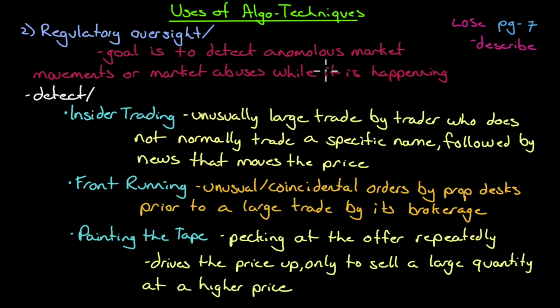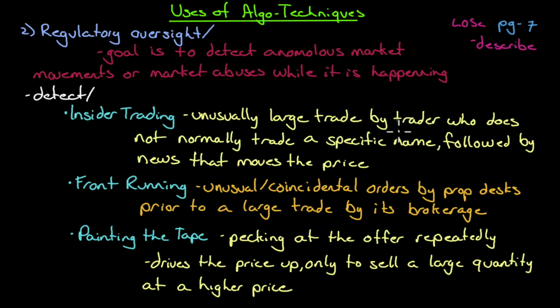So what are we looking for? What are they looking for? Detect insider trading. Usually a large trade by a trader who does not normally trade a specific name, followed by news that moves the price. Well, you're not going to find that with all the stocks out there. You're not going to find that by eyeballing time and volume data manually. You need something that searches for that, and you need something that doesn't just search for unusual volume in an issue, but searches for unusual volume in an issue by someone who normally doesn't even trade that one.